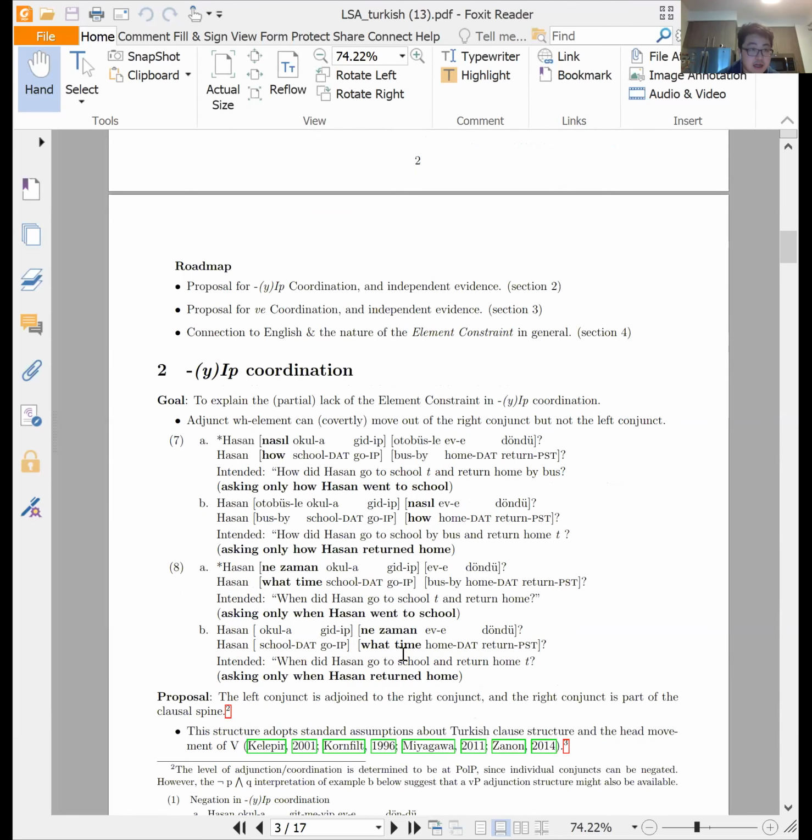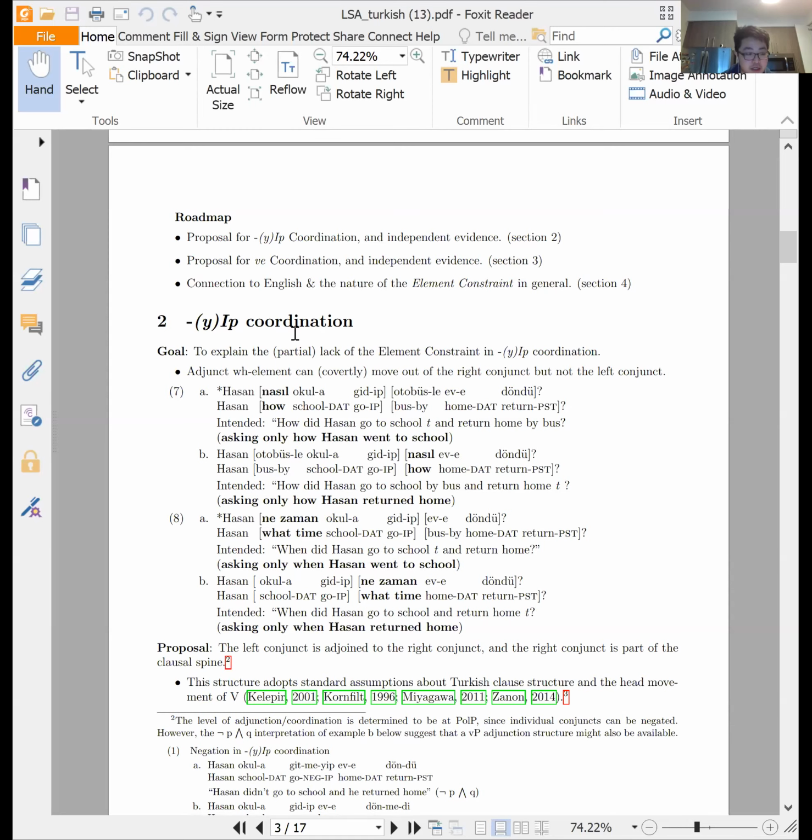In the next two sections, we shall examine ip and ve coordination respectively, and after that, we will turn to the connection to English coordinate structure and see what implications our analyses have for the element constraint in general in section 4.